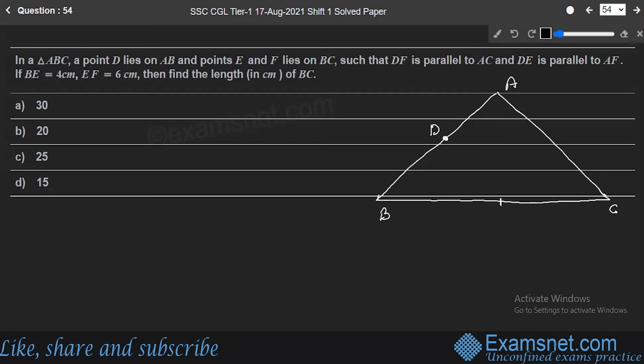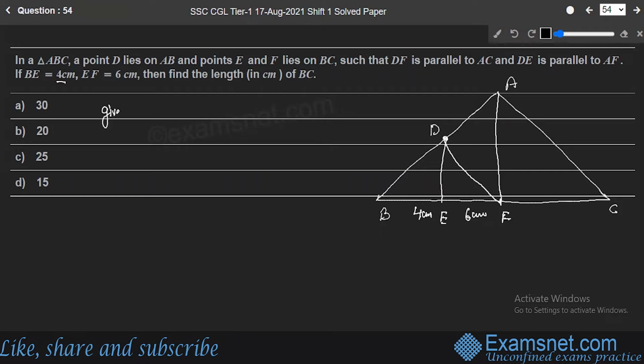Here is a point E. This point is E, this point is F. And now according to the question, BE is 4. That means this side is 4 and EF is equal to 6 centimeters.